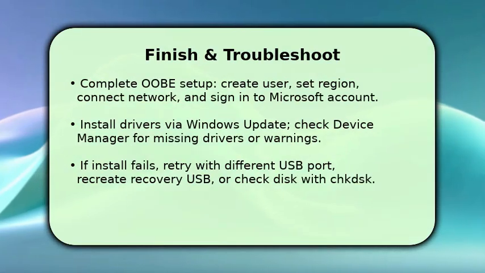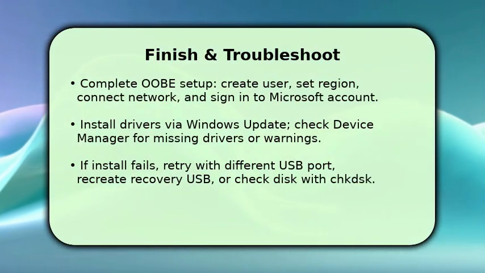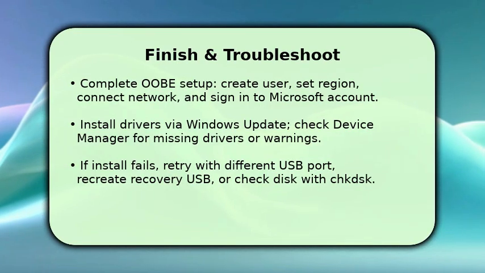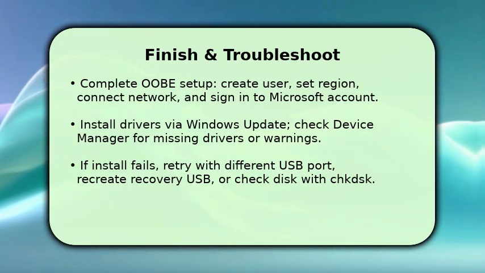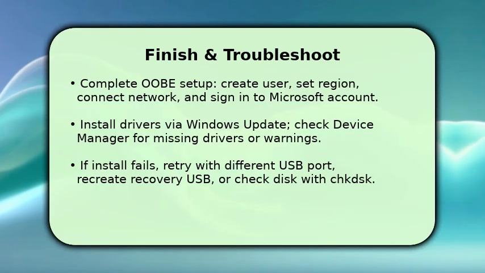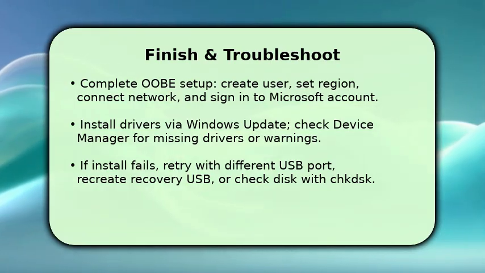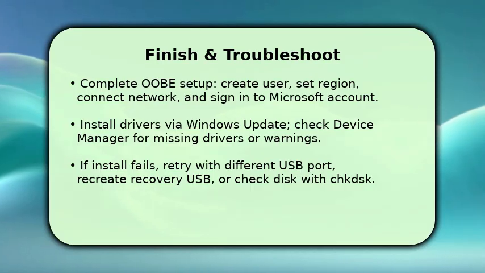After Windows installs, complete the out-of-box experience by creating your user, setting region and network, and signing into sync settings. Once you reach the desktop, run Windows Update and install chipset, graphics, and network drivers. Then verify Device Manager shows no errors.